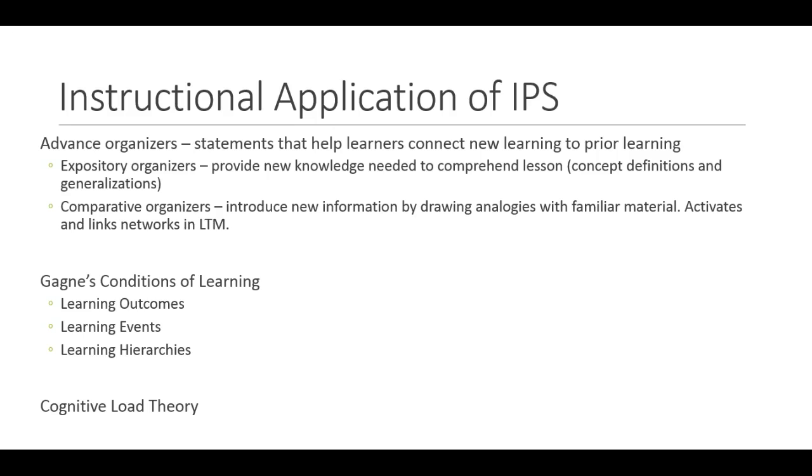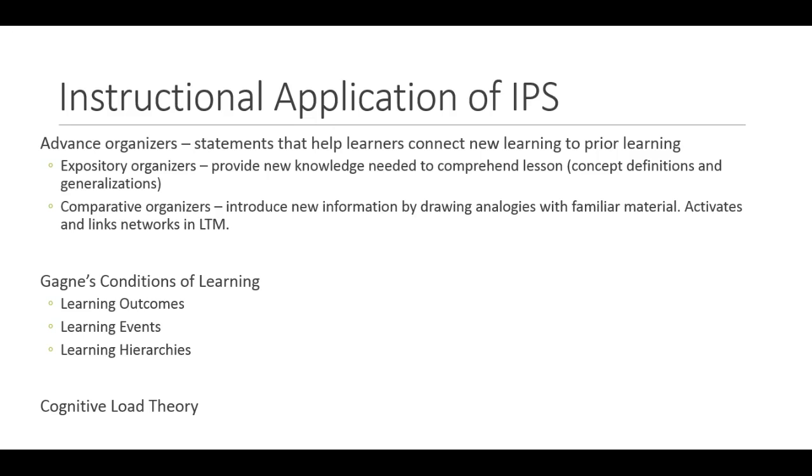So one method is advanced organizers. These are statements we can make right at the beginning to help learners connect the new learning that we're trying to give them with what they already know, or their prior learning. Gagne talks about conditions of learning. The conditions of learning, as he describes them, are learning outcomes. Basically, what is it that you want the student to learn?